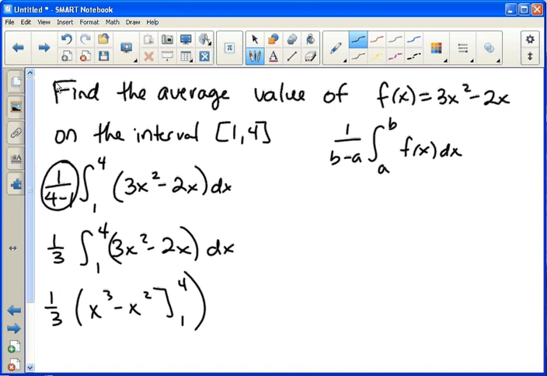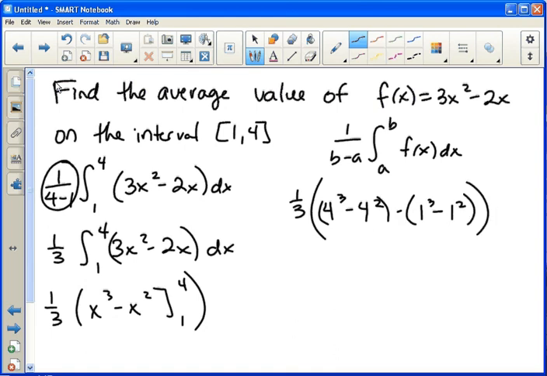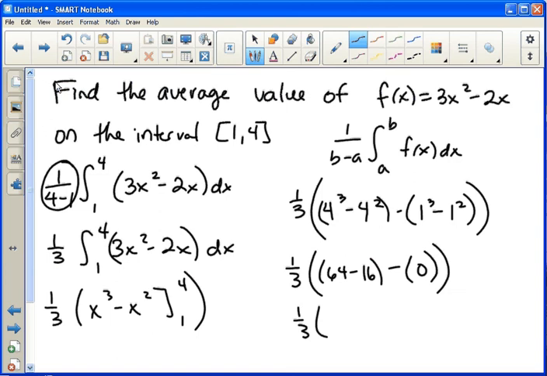Then we plug in the top number, so 1/3 times 4 cubed minus 4 squared, minus 1 cubed minus 1 squared. So 1/3 times 64 minus 16 minus, well, that's just going to be 0. 1 cubed minus 1 squared, 1 minus 1. Alright, so we get 1/3 times 64 minus 16. Let's see, that's going to be 48. 1/3 of 48 is 16. So the average value of that function is 16.